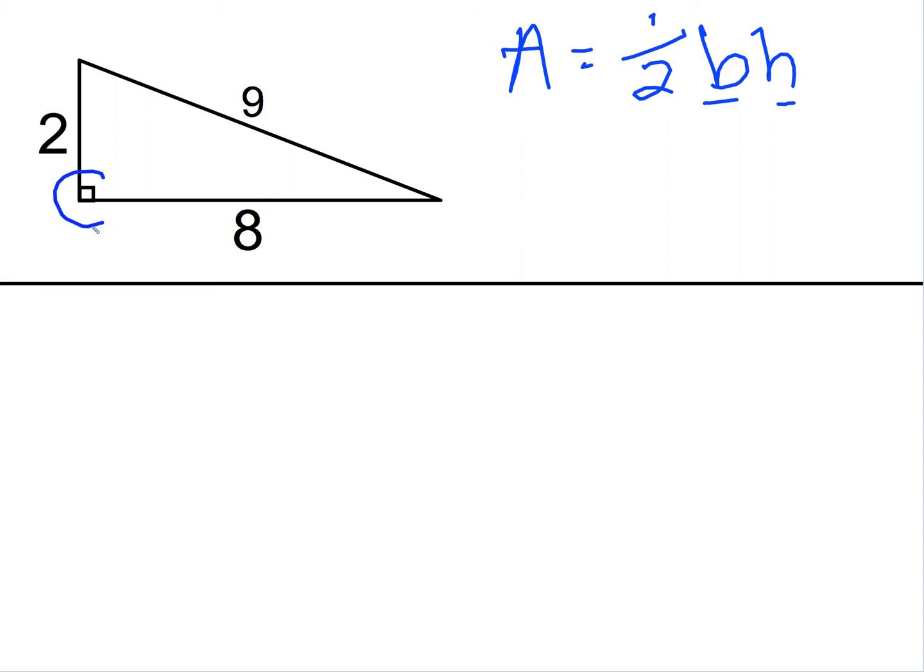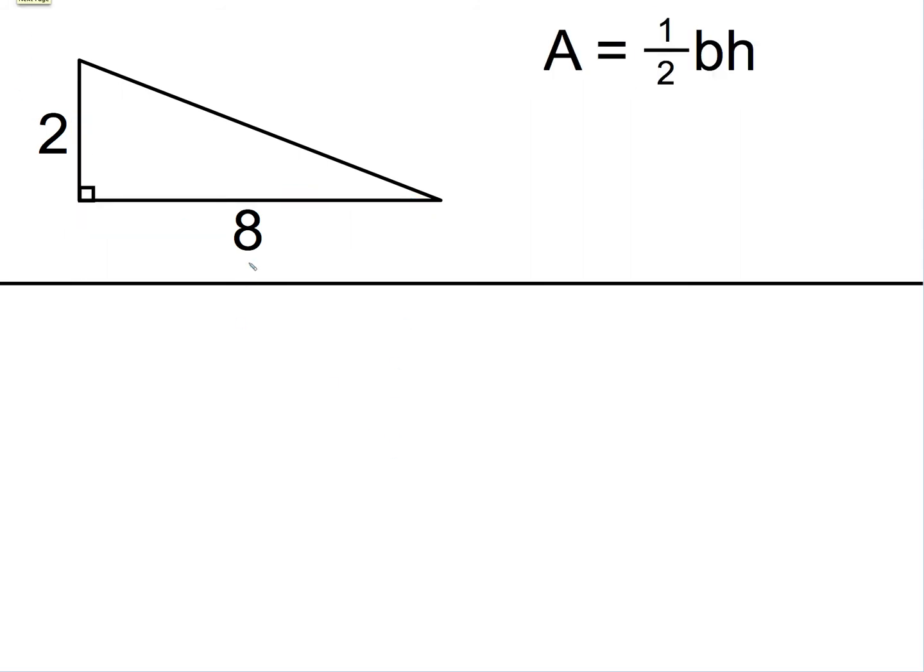So here's my right angle. That means that the two sides that I want are this side and this side, because those are the two sides that meet at a right angle. So the only two sides that I care about are the 2 and the 8.